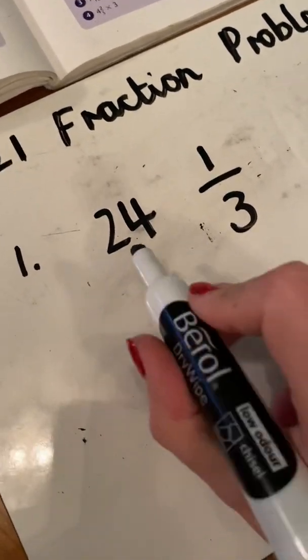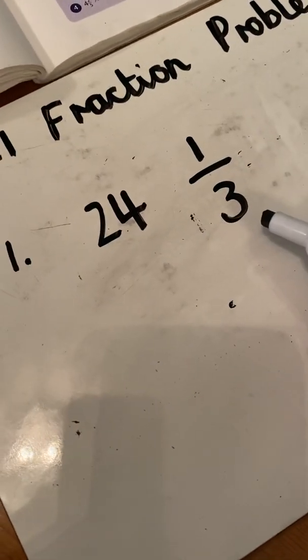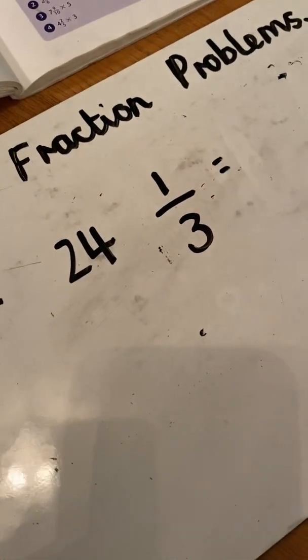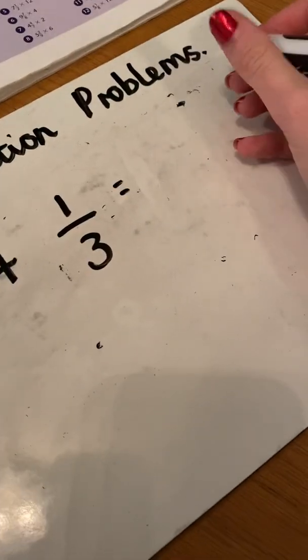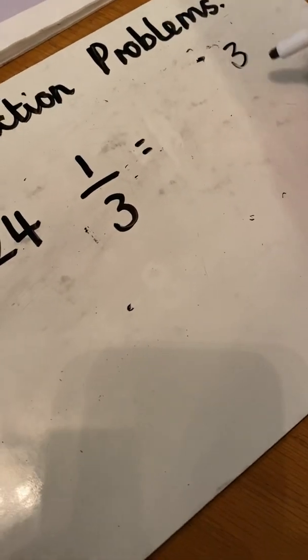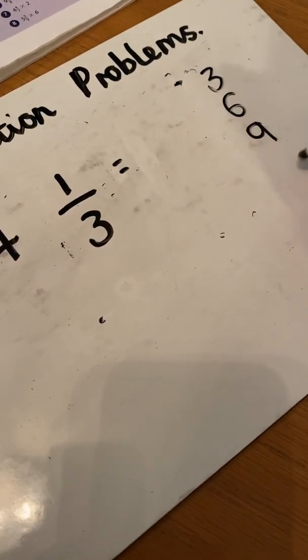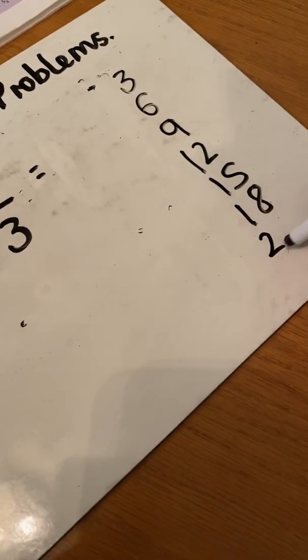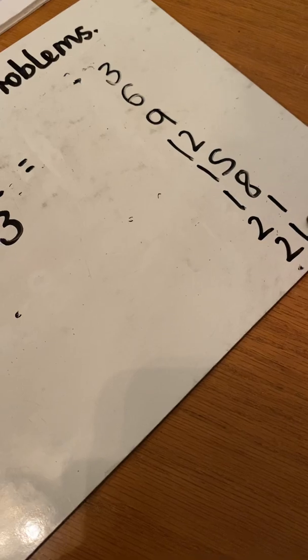To do that, I need to divide 24 by my denominator, which is obviously 3. If you can do that straight away, just write the answer down. That's not an issue. If you're a bit iffy on your times tables, remember you can always write them out on your whiteboard or into your book. It doesn't have to be on a whiteboard, of course. You probably don't have a whiteboard.